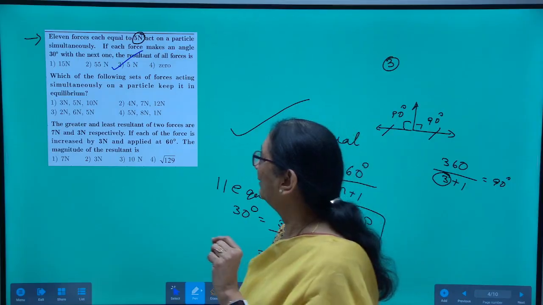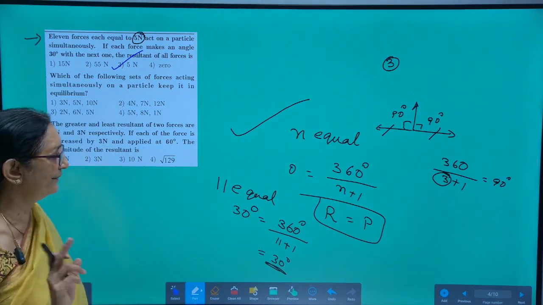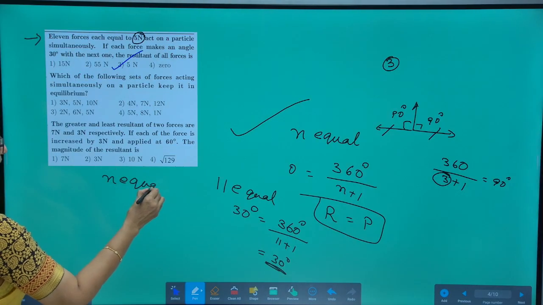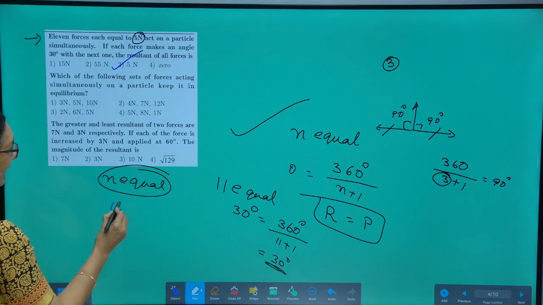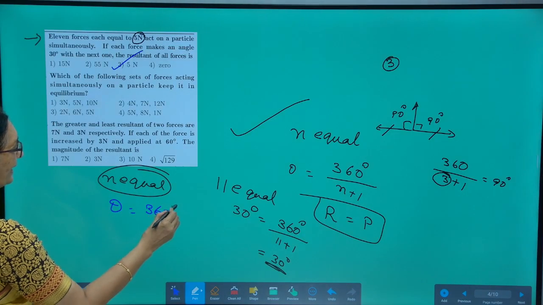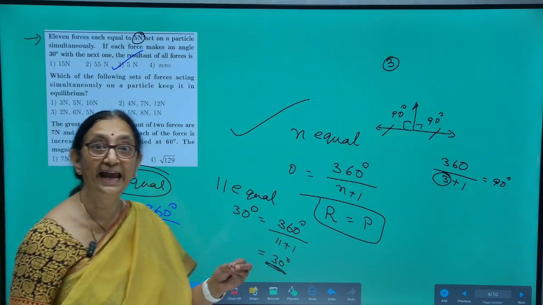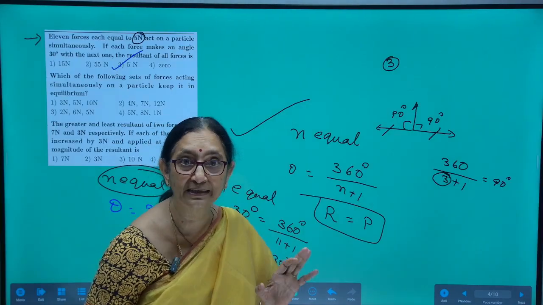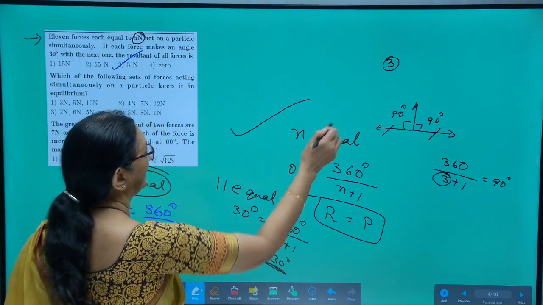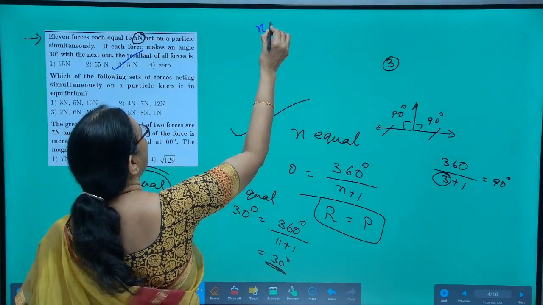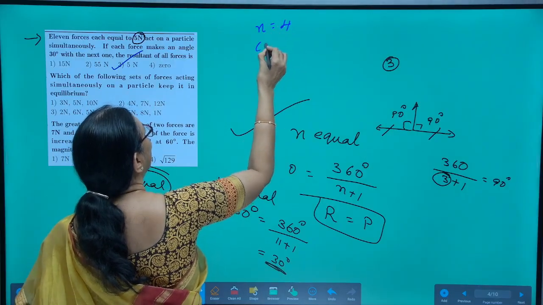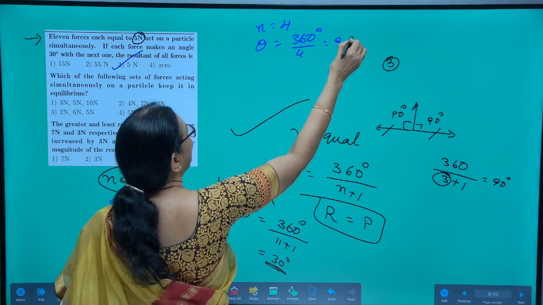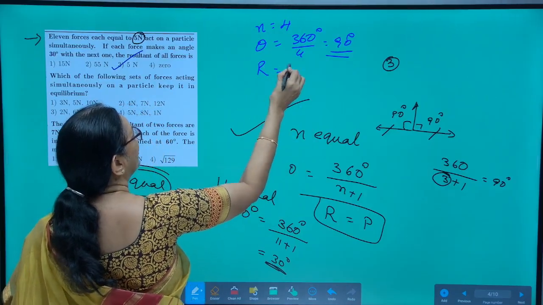In the same question, I am going to tell you something. If n equal vectors are acting such that each vector makes an angle 360 by n instead of n plus 1, then their resultant is equal to 0. Suppose you apply that to the same concept, if n is equal to 4, then theta is equal to 360 by n, that is 90 degrees, and the resultant is equal to 0.